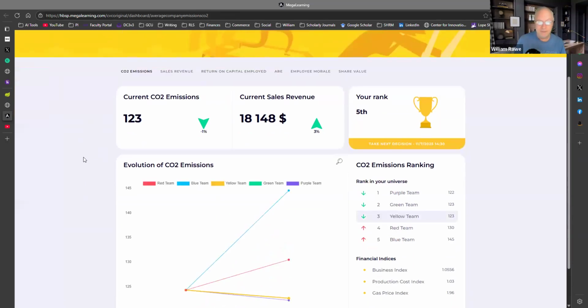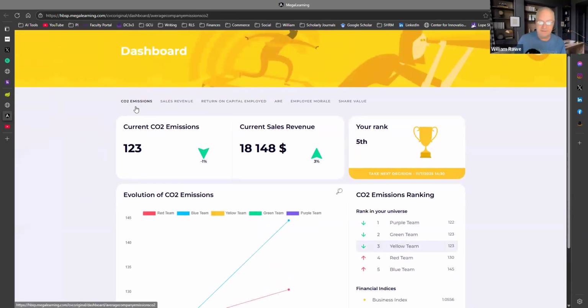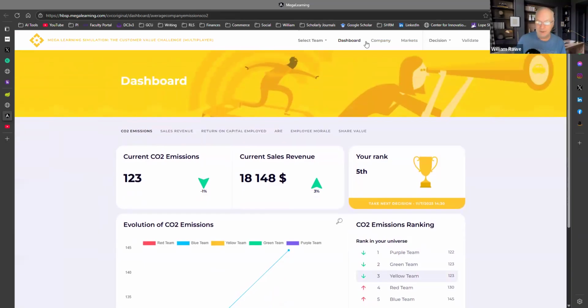Right. Now up here, we have several tabs at the top and we will look at those, but we're going to start with our dashboard. And right here, a little below the top, you see 6 items: CO2 emissions, sales revenue, return on capital employed, ARE, which stands for accumulated retained earnings, employee morale, and share value. Each one of these is important because the simulation will grade you on each one of these to determine your team position.